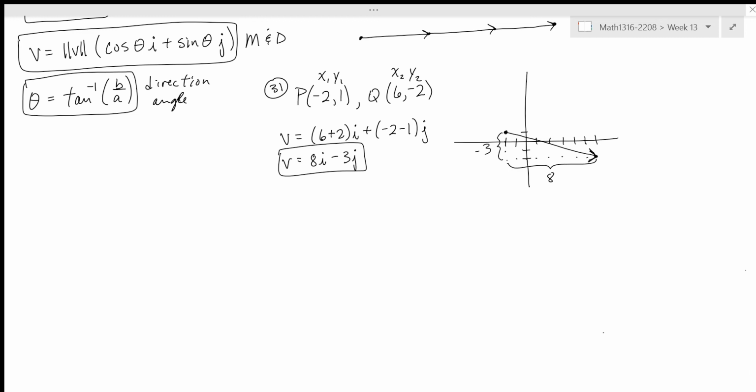And does anybody have any questions about doing that formula? Do I need to do another example of that, or have you got that? You need to see another example? Okay. Well, let's just do 32. That'll stay close to home. P is -1, 4. And Q is 6 and 2.